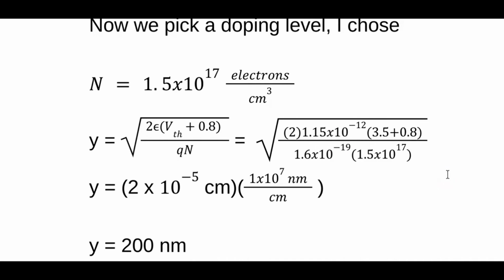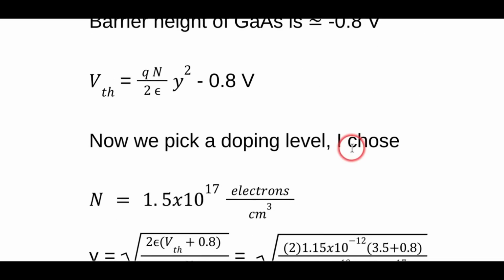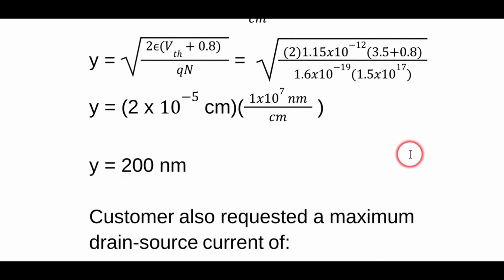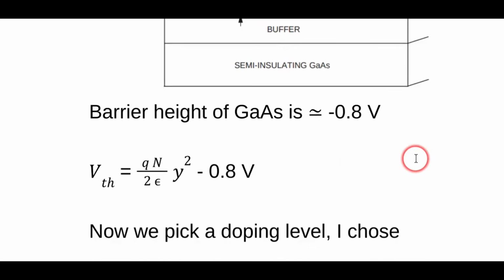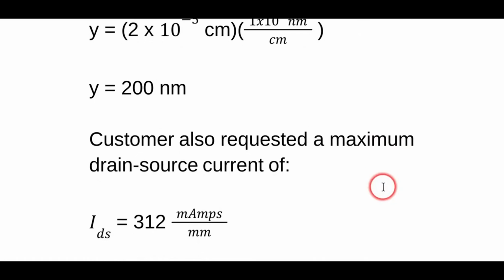So that would be the thickness we would grow here on top of this buffer layer, at very low doping, 1.5 times 10 to the 17th, to give us the threshold voltage that we wanted. Okay, so now the customer also had one other issue they wanted. They wanted a maximum drain source current of less than or equal to 312 milliamps per millimeter.